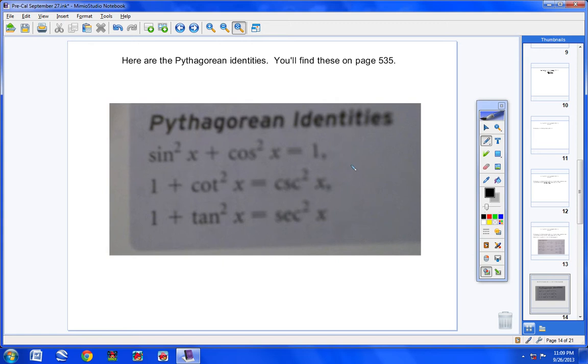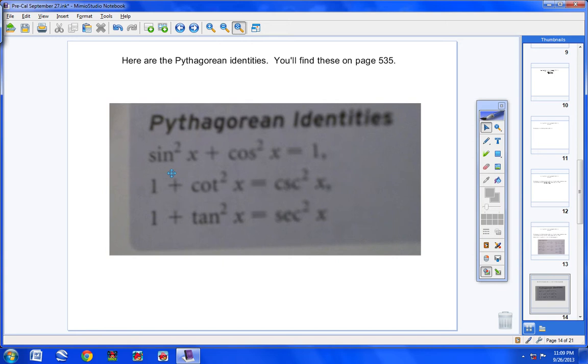For the sake of time, I'm not going to get into the deeper reasons why, but you need to be familiar with these trig identities. Sine squared of x plus cosine squared of x equals 1. 1 plus cotangent squared of x equals cosecant squared x. And 1 plus tangent squared x equals secant squared x.